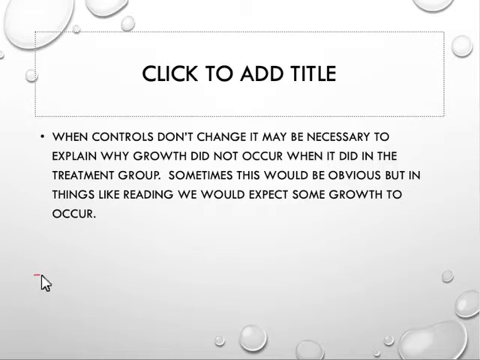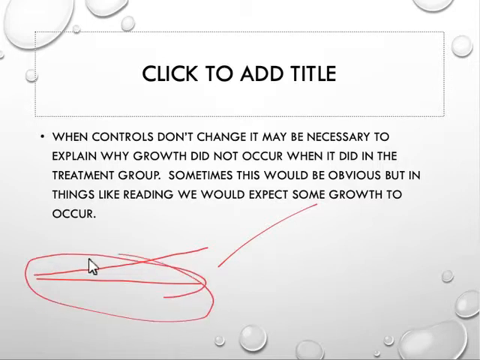So in a normal reading program, it may look like this, where it's going up ever so slightly. And then in our intervention, it may have gone like this. So if this had gone like this, we would suspect that there was something very wrong with the reading program that was being done with these kids, because they were actually getting worse instead of some growth occurring.